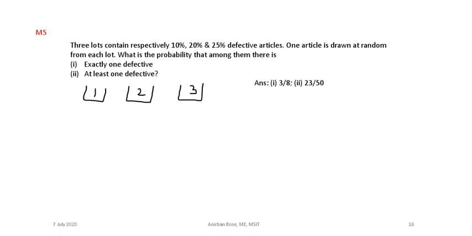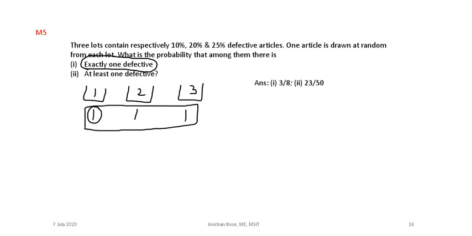So there are 3 lots. Now what is done? One product is taken from lot 1, one product is taken from lot 2 and one product is taken from lot 3. So 3 products are actually taken out, and it is observed that exactly one is defective, and you have to find out the probability that exactly one is defective. It is not that all of them are defective, exactly one of them is defective. What is the probability of that?